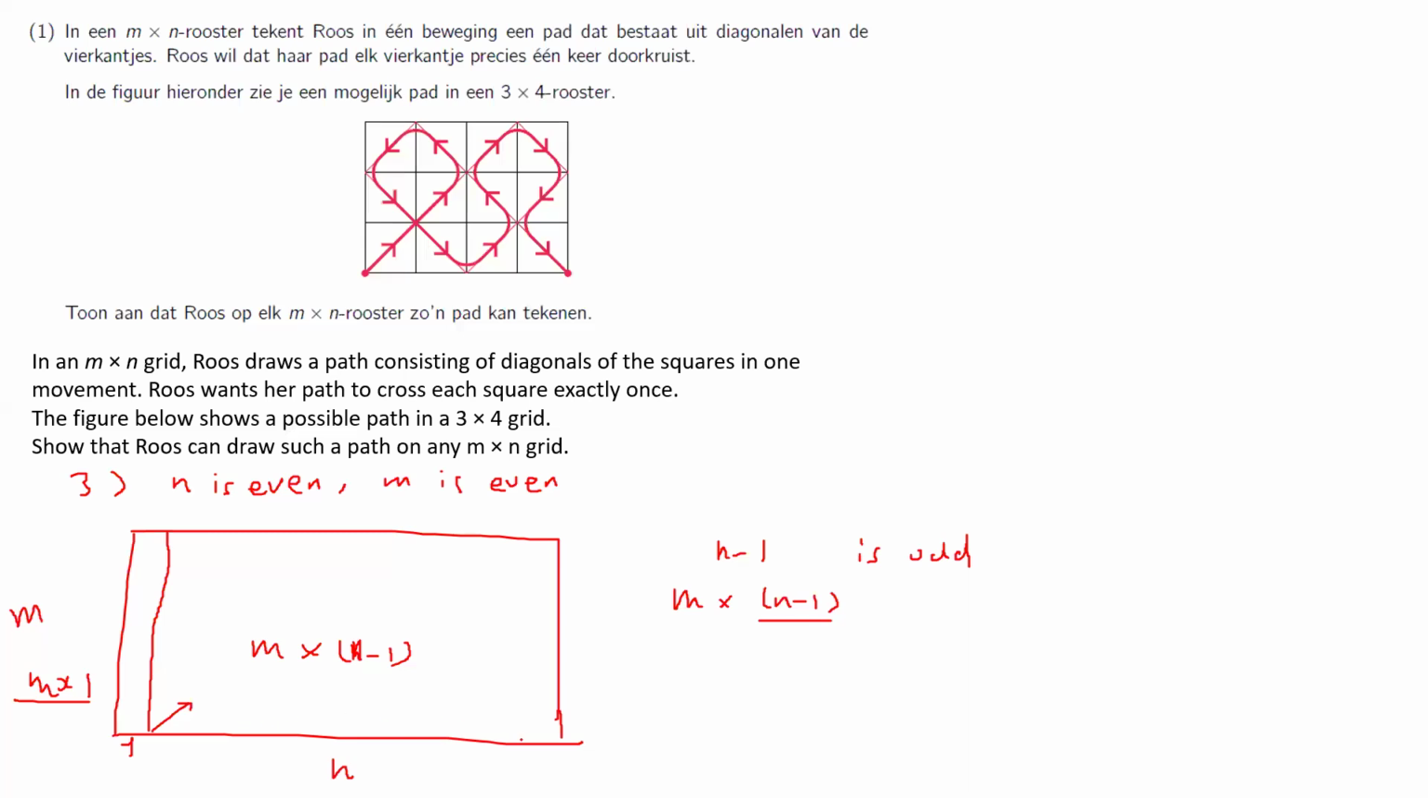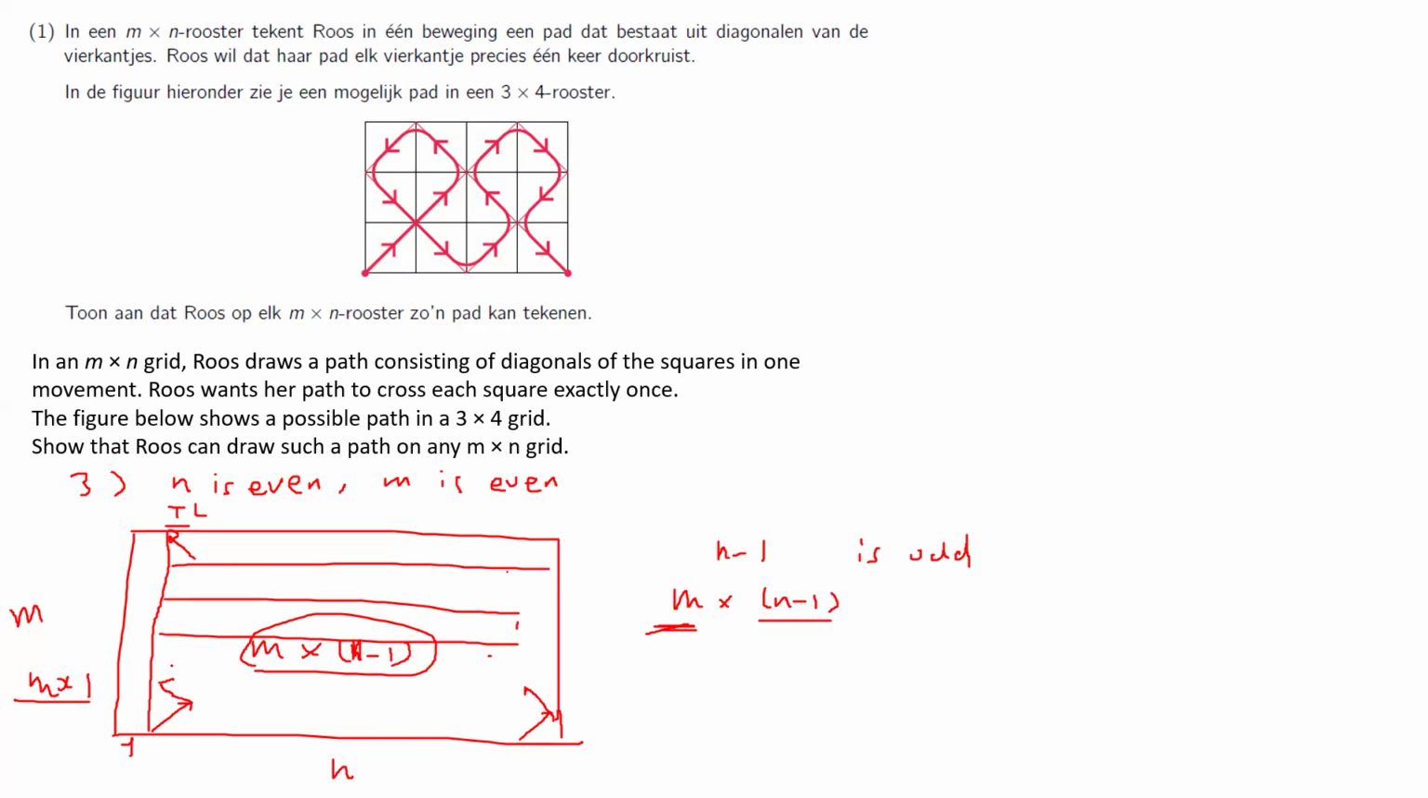So if we start with this, it will go this way because it's odd, and then go again, again, and so on. Because m is even, the path in this grid will end up at the top left, because we have an even number of such components in the stack. So it will start at the bottom left and end at the top left, right?